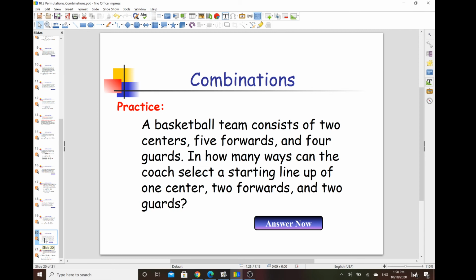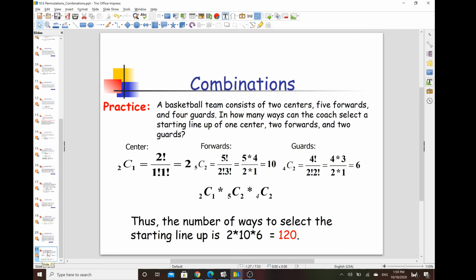And here's another one. A basketball team consists of 2 centers, 5 forwards, and 4 guards. In how many ways can the coach select a starting lineup of 1 center, 2 forwards, and 2 guards? So the way to do that, we know that there are 2 centers, so 2 choose 1, and then 5 forwards, so 5 choose 2, and then 4 guards, so 4 choose 2. And then whatever numbers you have, just multiply them all together.